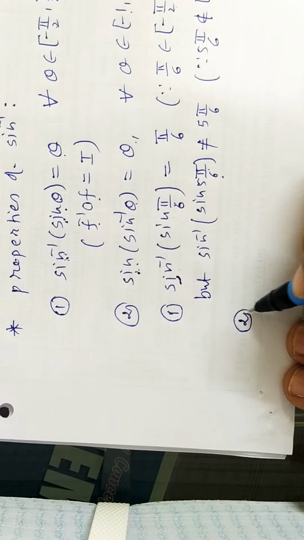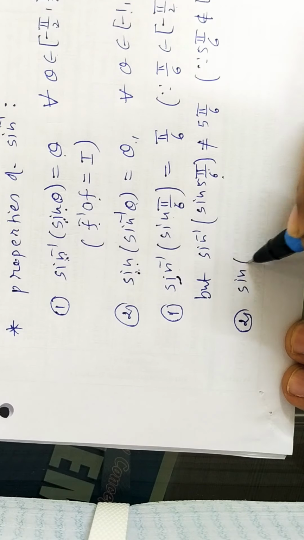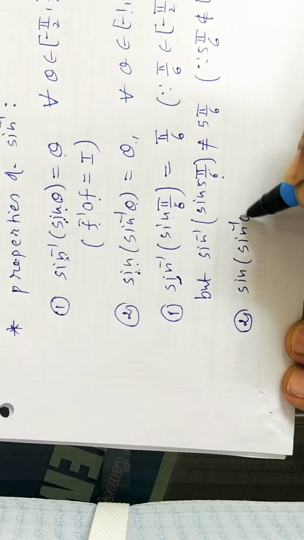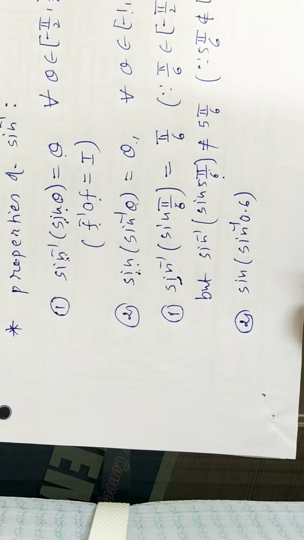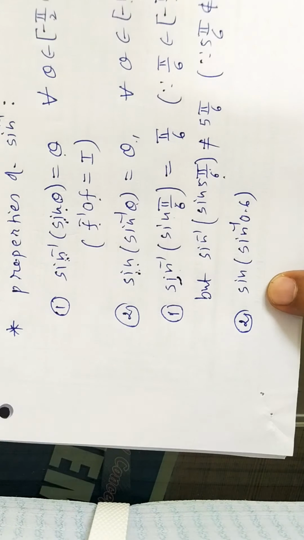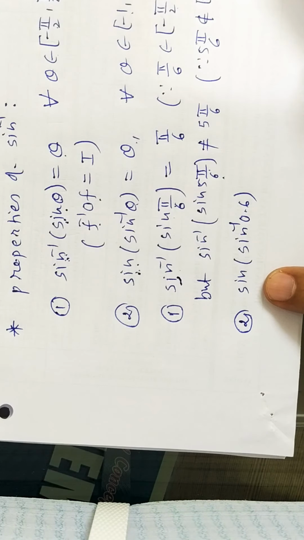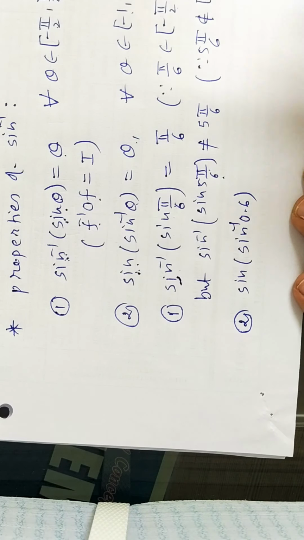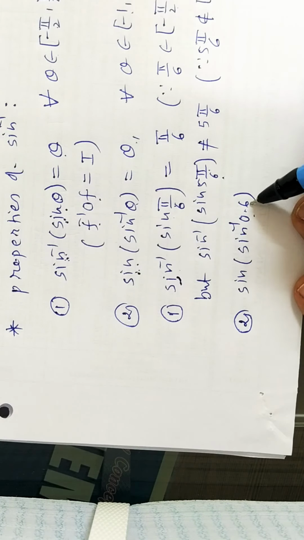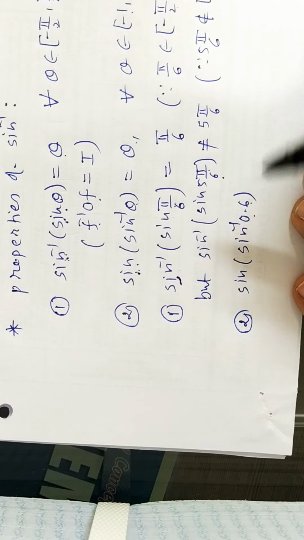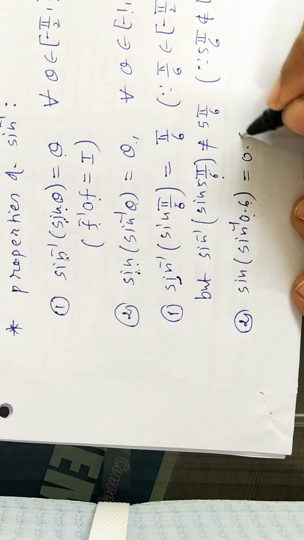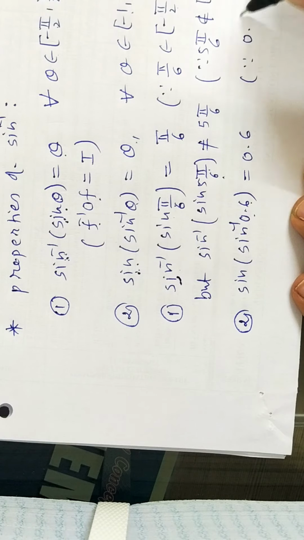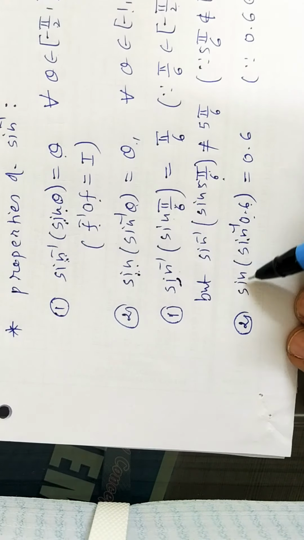Second illustration, sine of sine inverse 0.6. Now the function sine is the outer function. The range of sine function is minus 1 to plus 1. So we have to check that 0.6 belongs to minus 1 to plus 1 or not. Yes, 0.6 belongs to minus 1 to plus 1. That is why the composition is possible.